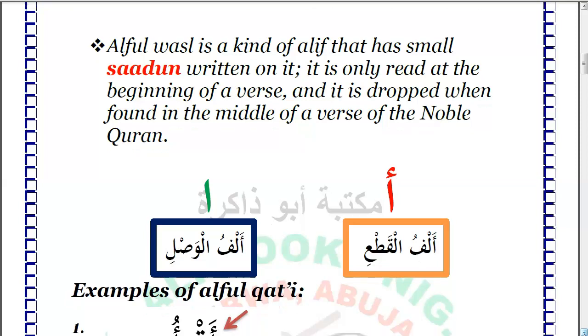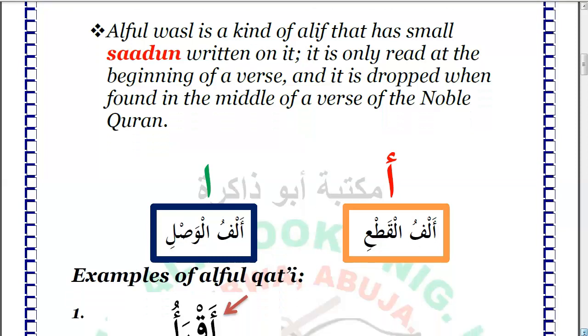So in this part of the lesson, we are going to discuss two types of alif in the Noble Quran, or in the Arabic language. There is what is called alif al-wasl and alif al-qati. Alif al-wasl means joint alif, and alif al-qati means disjoint alif.